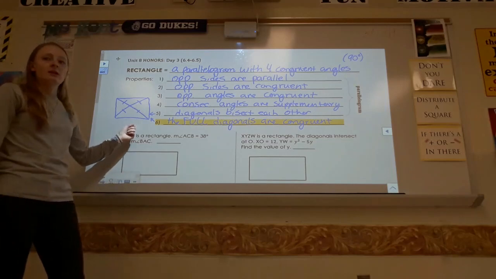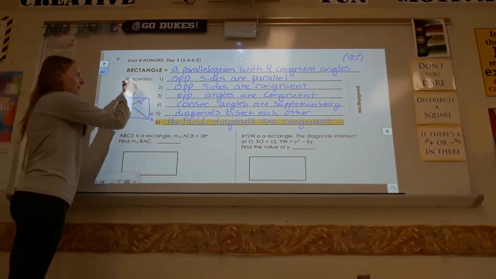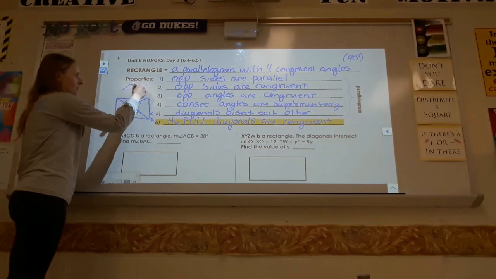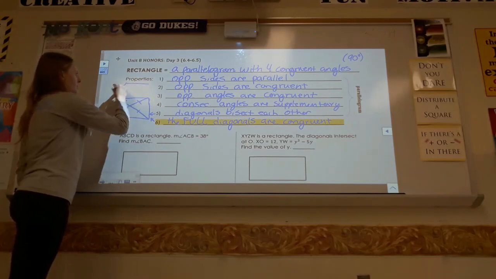Now this is only true for a rectangle. Remember, for a regular parallelogram, I'll just draw this to compare. We had, and that's super squished. Let me try that again.